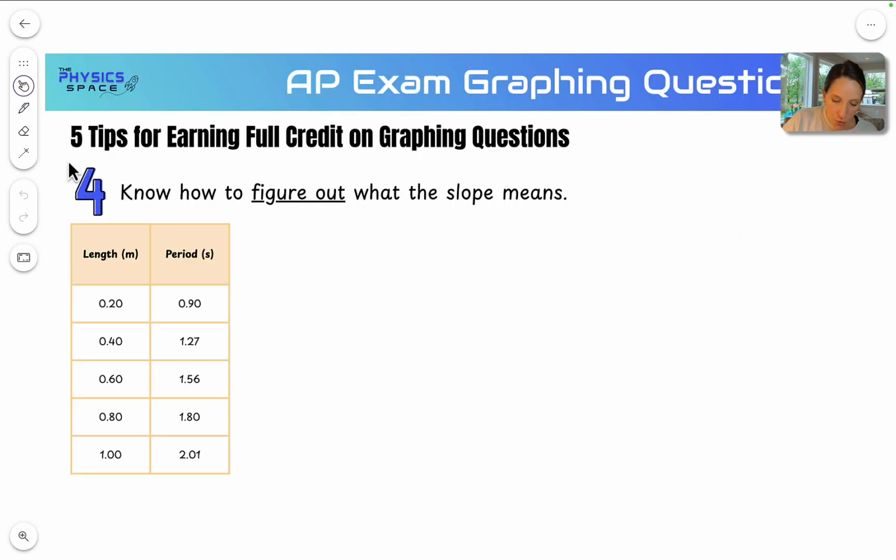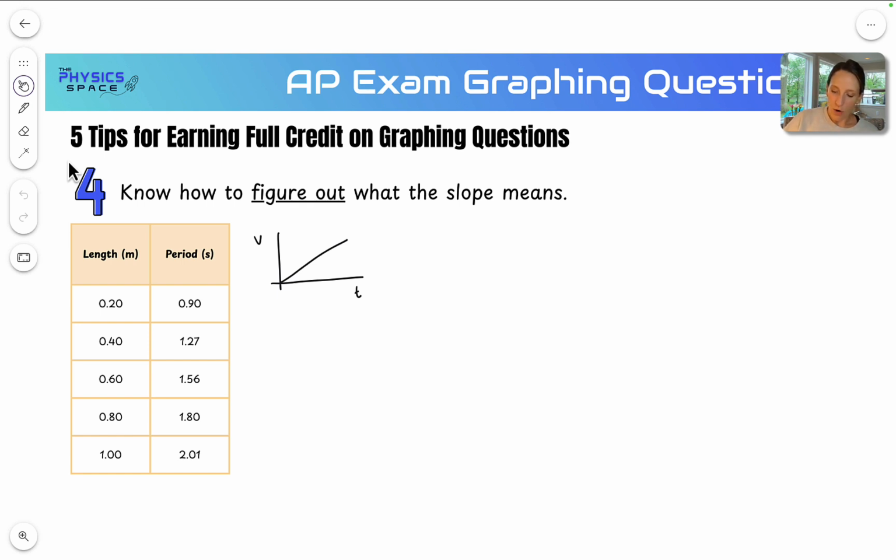All right, so tip number 4, we want to know how to figure out what the slope actually means. And in some cases, that can be very, very straightforward. So we know, for example, that if we have a graph of velocity and time, you may already know off the top of your head that the slope of that graph is equal to acceleration. But what if we didn't remember that?